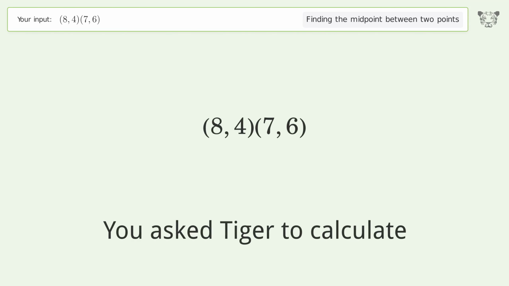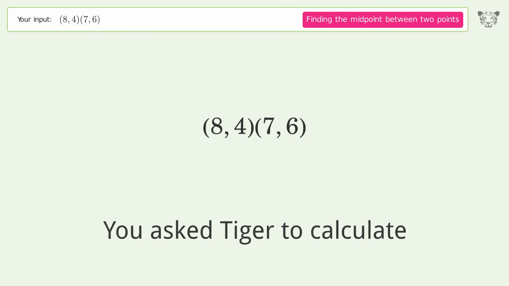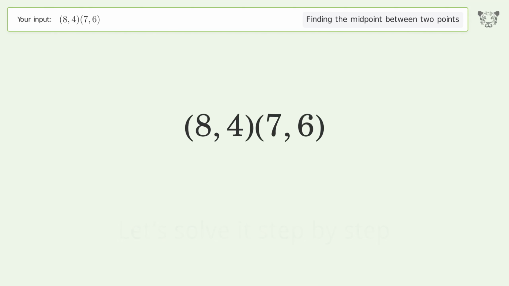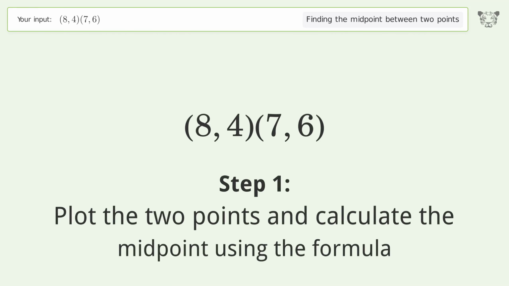You ask Tiger to calculate. This deals with finding the midpoint between 2 points. The midpoint between the 2 points is 7.55. Let's solve it step by step. Plot the 2 points and calculate the midpoint using the formula.